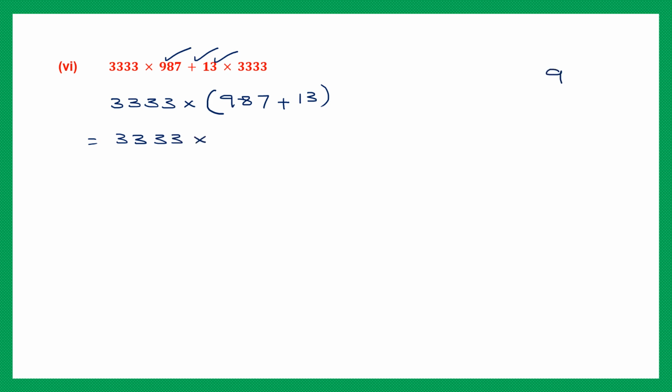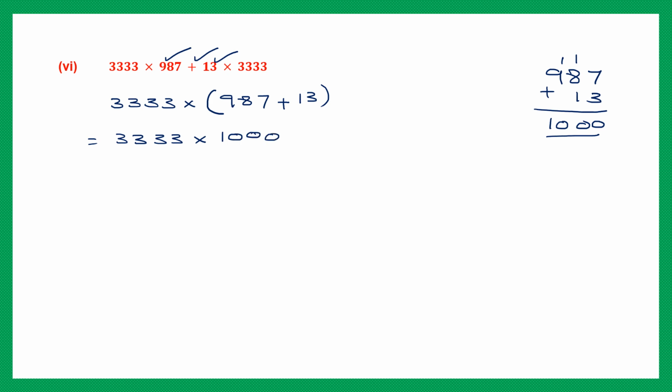So let's use that. So that is 3,333 into, in brackets, we'll put the other two numbers, that is 987. The operation is plus, and the other number is 13. So now let's continue. 3,333 into, now let's add up 987 and 13. 7 plus 3 is 10, carry 1, 8, 9, 10, carry 1, 9 plus 1 is 10. So we have 1,000.